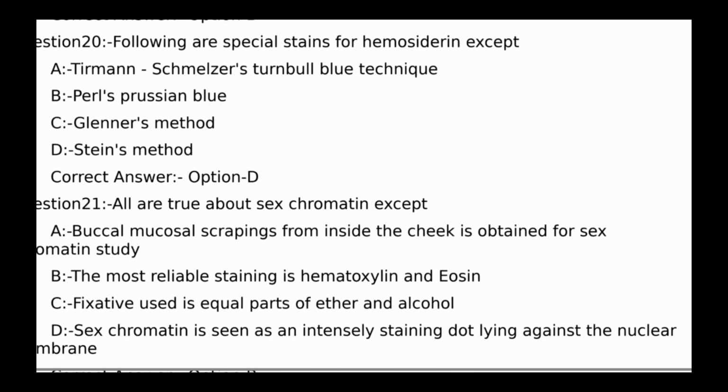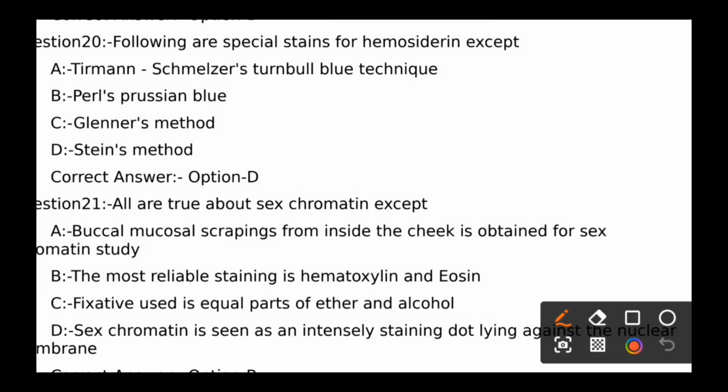Coming to the next question. Following are special stains for hemosiderin except option A, Tirmann-Schmelzer's turnbull blue technique, option B, Perls' Prussian blue, option C, Glenner's method, option D, Stain's method. Which is not a hemosiderin stain? Here turnbull blue technique, Prussian blue technique and Glenner's method are the special stains used for hemosiderin. Stain's method is not for hemosiderin. So the right answer is option D, Stain's method.